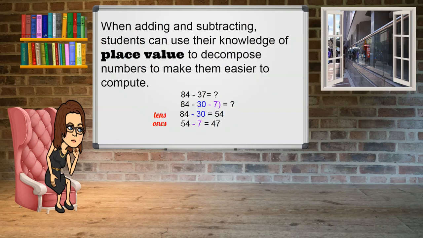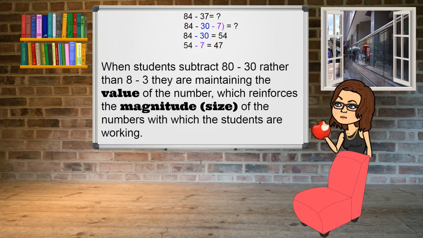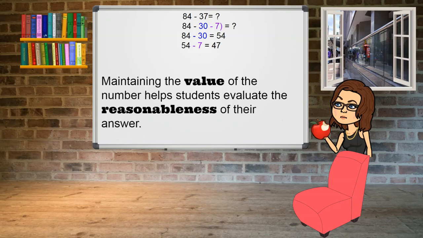When adding and subtracting, students can use their knowledge of place value to decompose numbers to make them easier to compute. When students subtract 80 minus 30 rather than 8 minus 3, they are maintaining the value of the number, which reinforces the magnitude or size of the numbers with which the students are working. Maintaining the value of the number helps students evaluate the reasonableness of their answer.